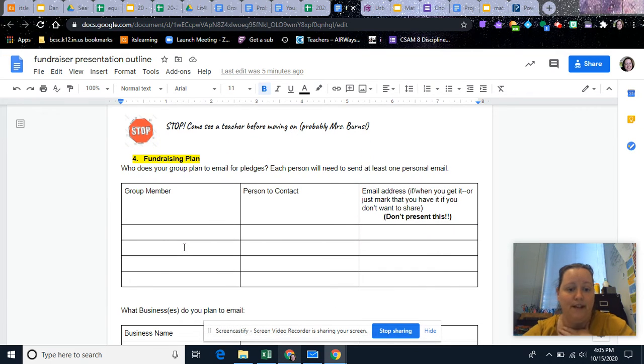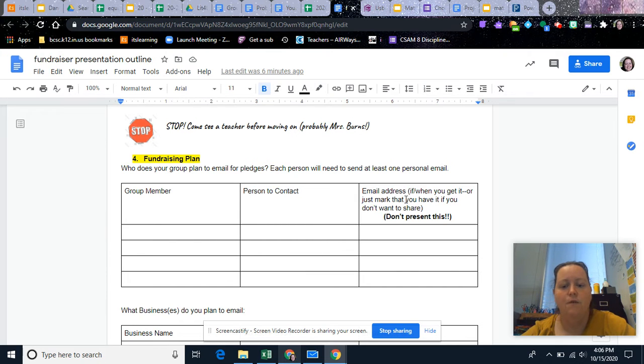This is your fundraising plan. As you know, every person in your group is going to have to send one email. You can send more if you would like, but you are going to have to contact at least one person asking for a pledge for this project. Miss Spurgeon will be working with you on that email later on.